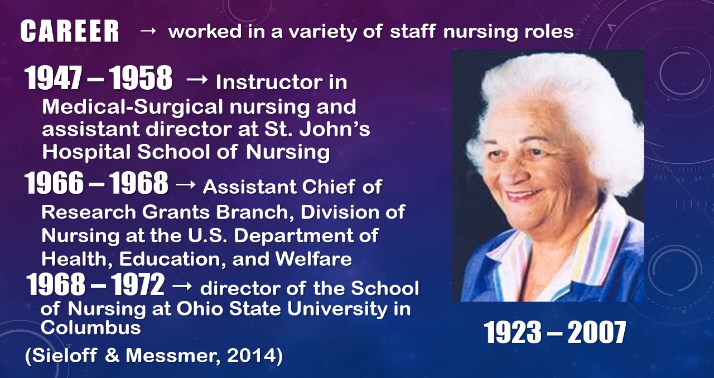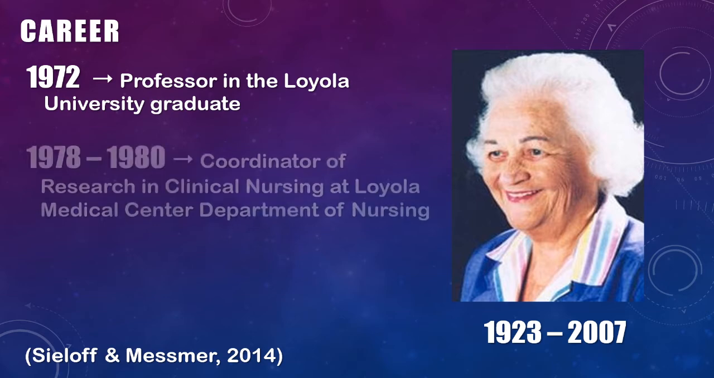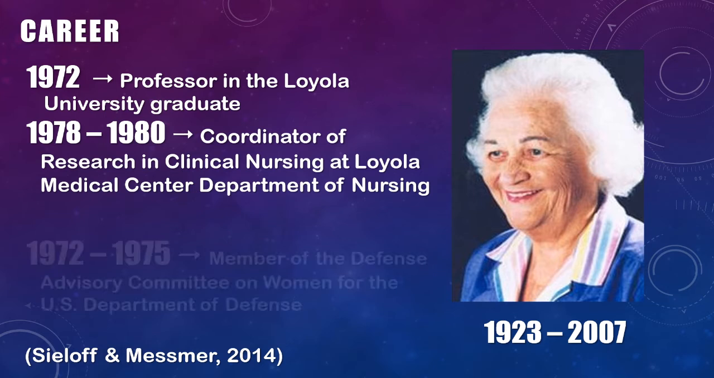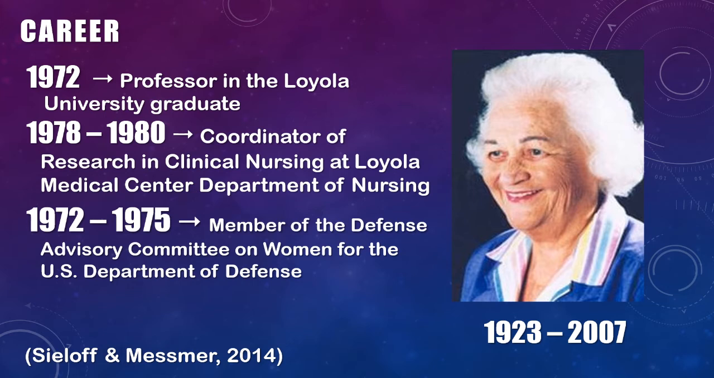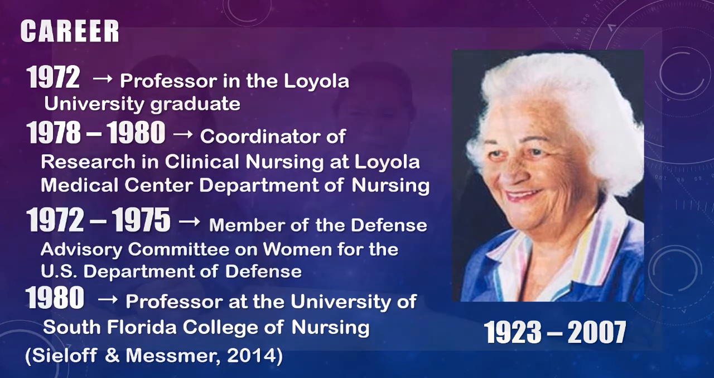From 1968 to 1972, she served as the director of the School of Nursing at The Ohio State University in Columbus. In 1972, she was hired as a professor in the Loyola University Graduate Program. She also served from 1978 to 1980 as a coordinator of research in clinical nursing at the Loyola Medical Center Department of Nursing. From 1972 to 1975, King served as a member of the Defense Advisory Committee on Women in the Services for the U.S. Department of Defense, and in 1980, she was appointed as professor at the University of South Florida College of Nursing.